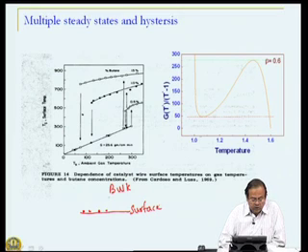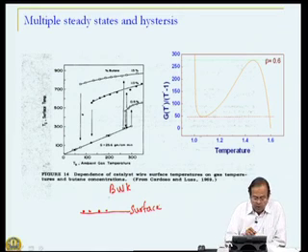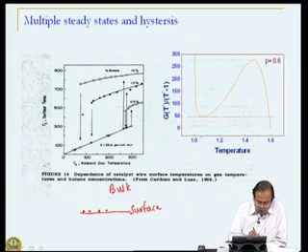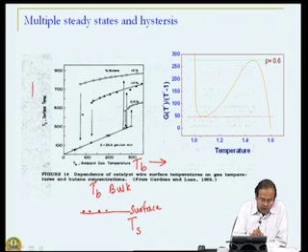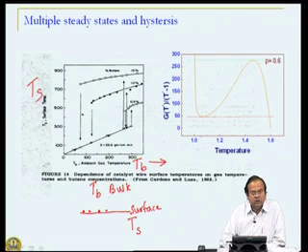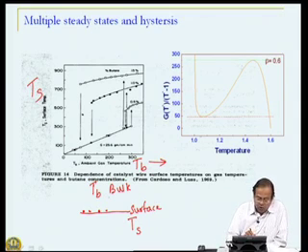So, first let us look at the behavior that we see here. What we are seeing here is a bulk temperature on the x axis and surface temperature, that is temperature actually on the surface of the catalyst, Ts, on the y axis. So, what do we see here? We see here the following behavior.